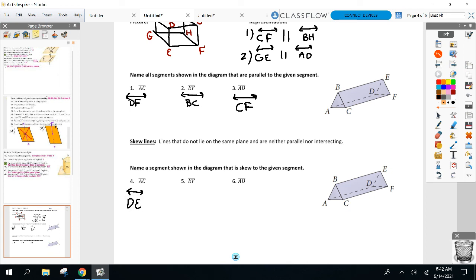How about EF? What would be skew to EF? It can't be on the same plane, not parallel. What do you got, Madeline? DA. DA is fine with me. Yep. Good work.